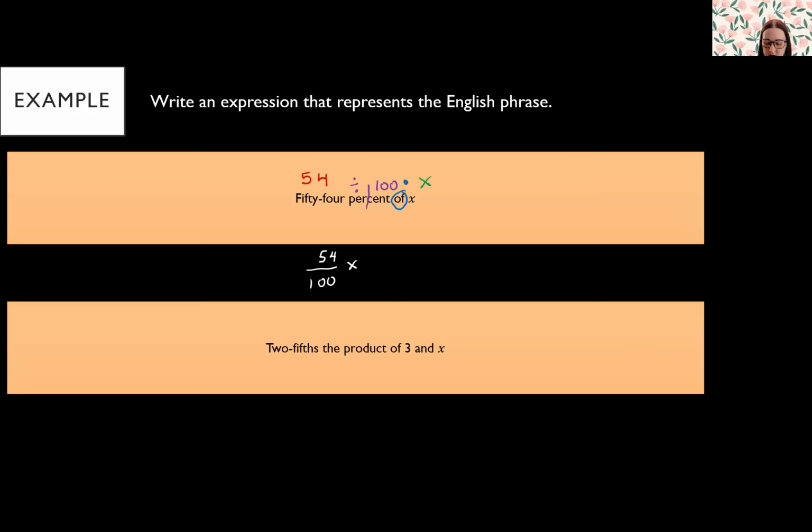Next one, we've got 2/5. So that is a fraction 2/5. And it says the product. So product means we're going to be multiplying here with the word and. And so we've got 2/5 the product of 3 and X. So 3 and X. And so we need to sort of join these. We've got 2/5 and then 3 times X, but we've already translated all of the words.